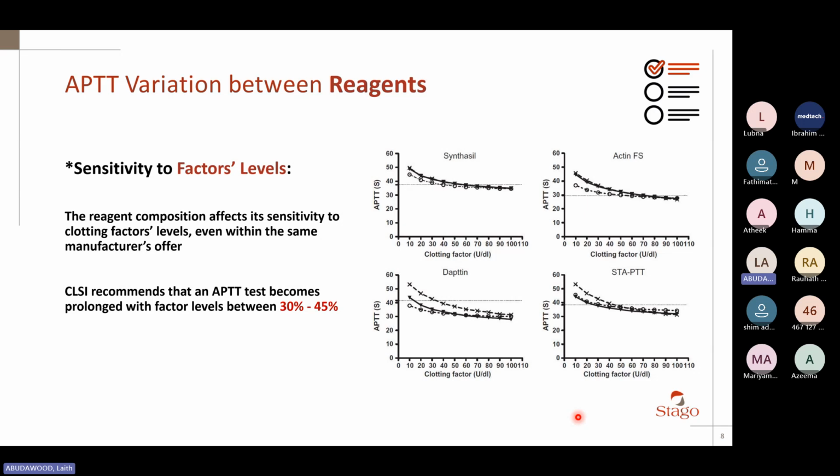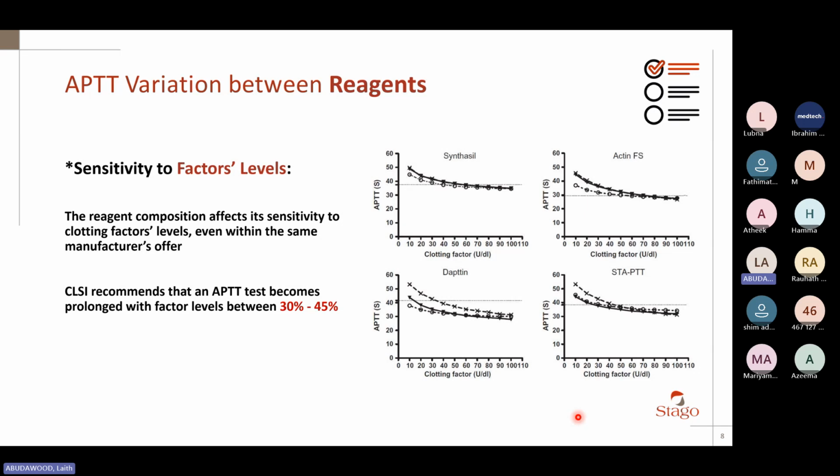But at 20%, my patient might bleed, right? If they go, for example, for a surgery or something. So in this case, the reagent is not sensitive enough. That's why CLSI says your sensitivity to factors for the APTT reagent should be between 30 to 45%.